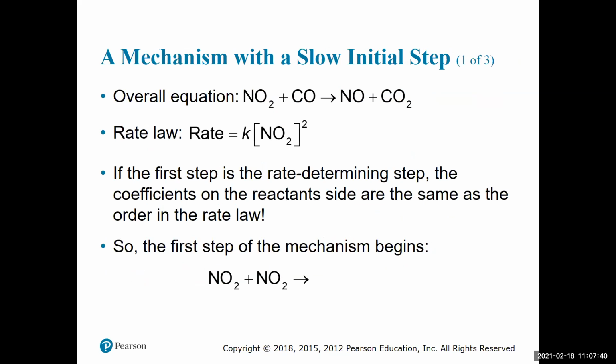Okay, so let's take a look at a reaction, and we're told that this reaction has its initial step slow. So we're told that the overall equation for the reaction is NO2 plus CO going to NO and CO2. And we're told that experimentally the rate was determined to be rate equals the constant times NO2 squared.